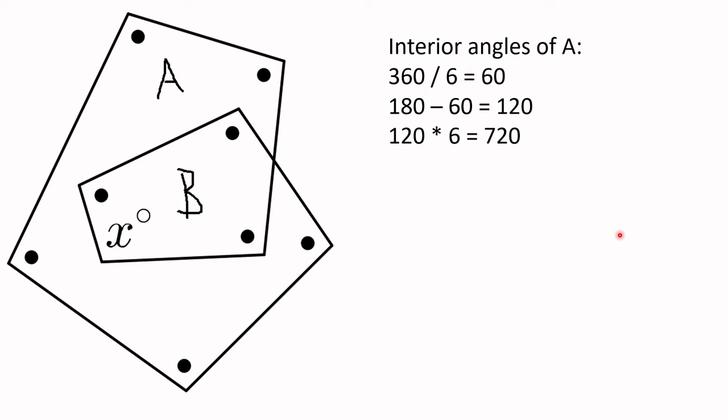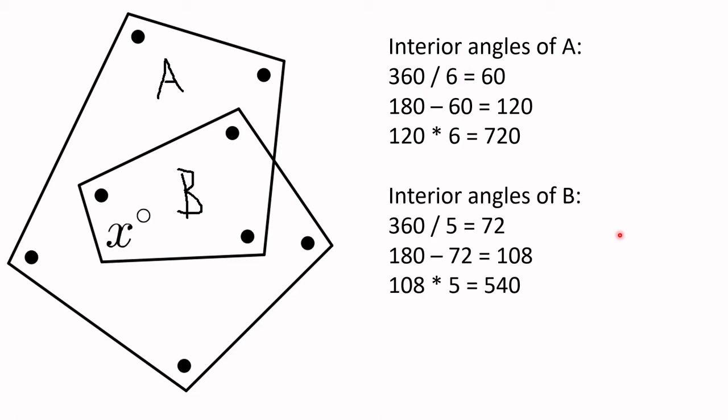So if we do the same for B, this time there's only 5 angles, there's 3 dots, and then there's x, but we know that x is the dots. So there's 4 lots of x, and whatever this angle here is. So there's 5 angles, so you divide 360 by 5 to get 72, take that from 180 to get 108, times it by 5 to get 540 rather.